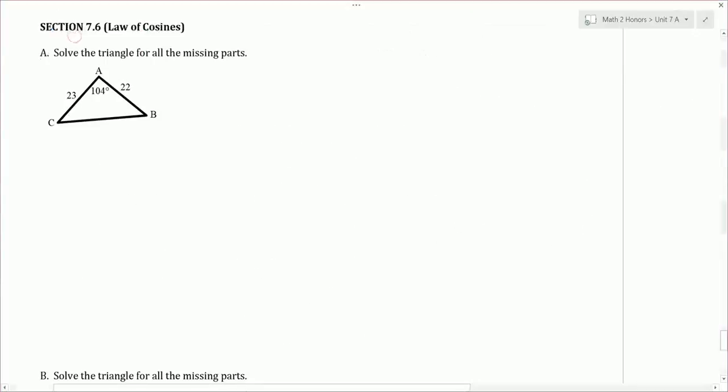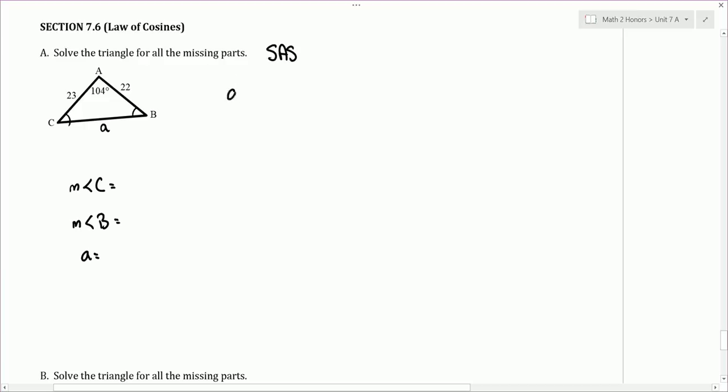So this is section 7.6, the law of cosines, and we need to solve the triangle for all the missing parts. We are given side, angle, side in this case. And so we need to find side A. We need to find angle C and angle B. So to find side A, I'm going to use the law of cosines.